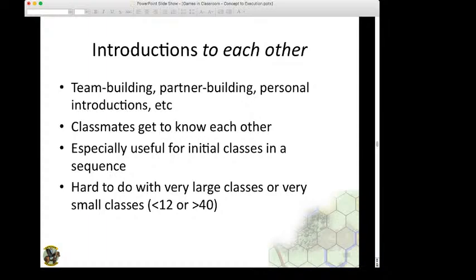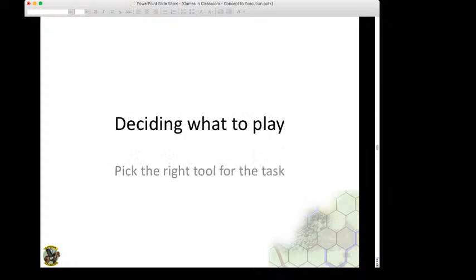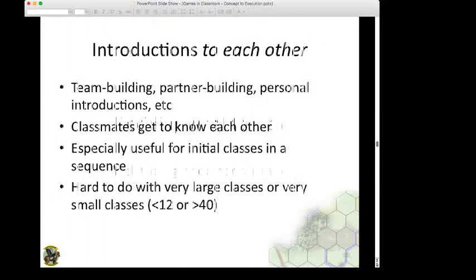So an example there, one thing to keep in mind with that is it's very hard to do with very large classes or very small classes. Very large classes, there's just too many people. You're not going to actually get introduced to everybody else. Very small classes, it tends to go pretty quick. There's probably better ways in which you can sort of get to know each other than just blowing through one of these.